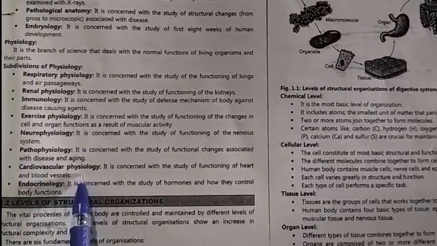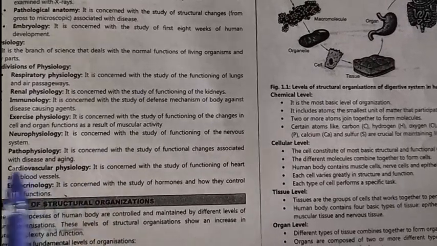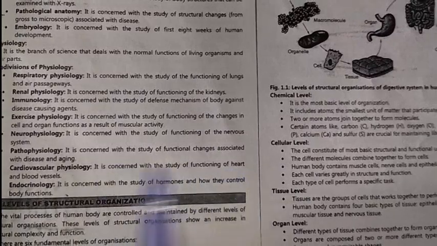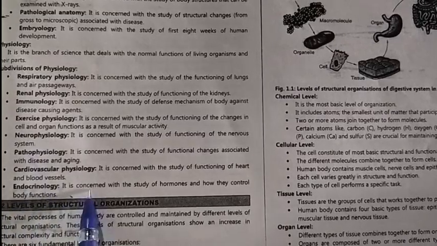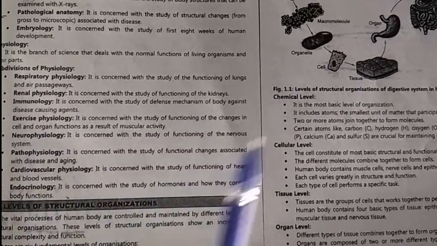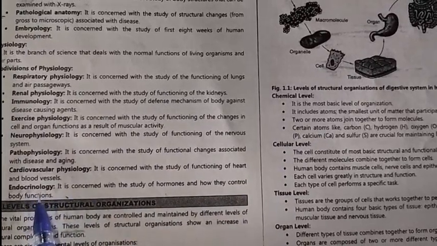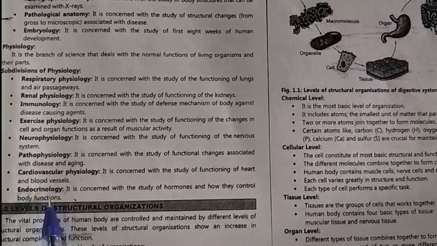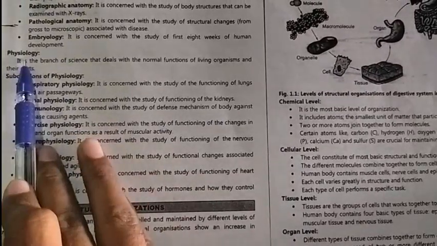Cardiovascular physiology. In this, we study about the heart. Cardio means heart, as well as the blood vessels. Endocrinology. In this, we study about the hormones and how our body controls the functions of hormones. All these studies are conducted in the endocrinology branch of physiology.